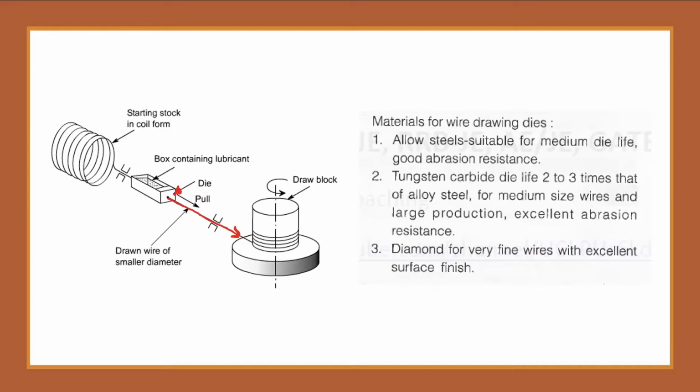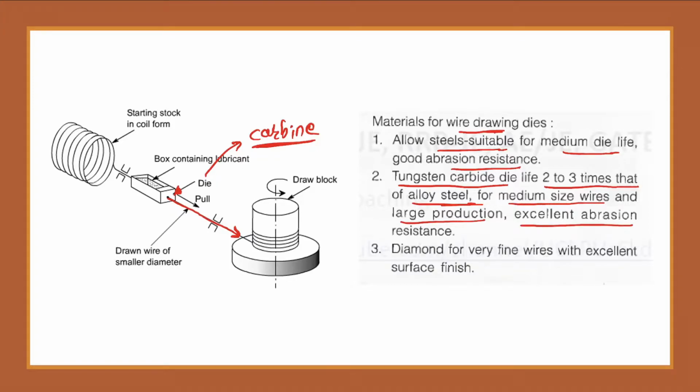And now here you can see materials for wire drawing dies. Alloy steel is suitable for medium die life, and it has good abrasion resistance. Now tungsten carbide die, we use sometimes tungsten carbide die, and this is the carbide die we are talking about here. Tungsten carbide die has a life of 2 to 3 times that of the alloy steel, and it is used for medium sized wires and large production, with excellent abrasion resistance.